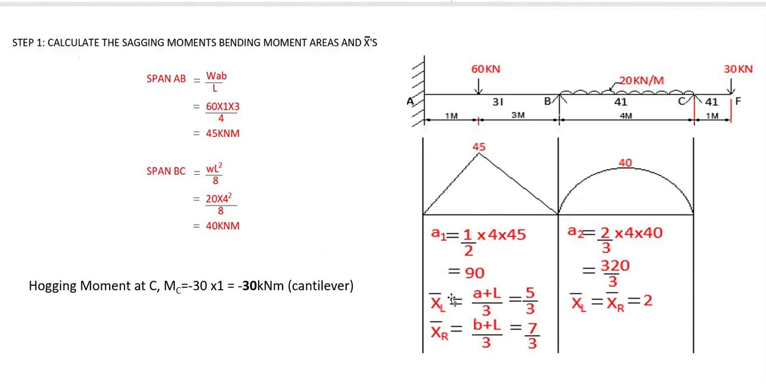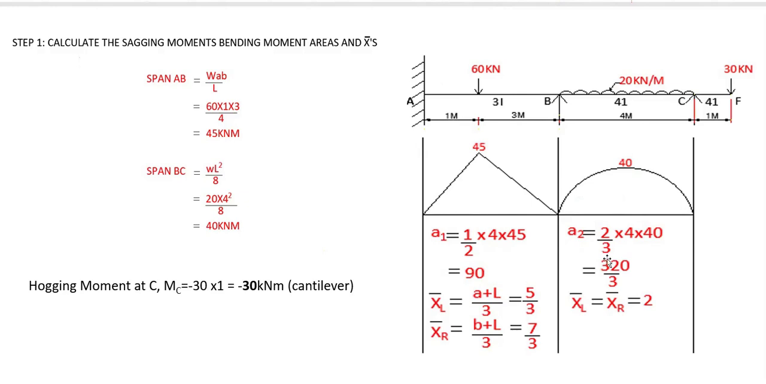This triangle will have two X bars. The X bar left is A, again 1, plus L, where L is the span, which is 4, divided by 3. It's 1 plus 4, 5 divided by 3. X bar right is B plus L, B is 3 plus L is 4, get 7 over 3.